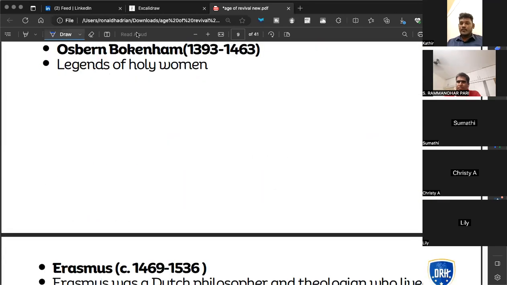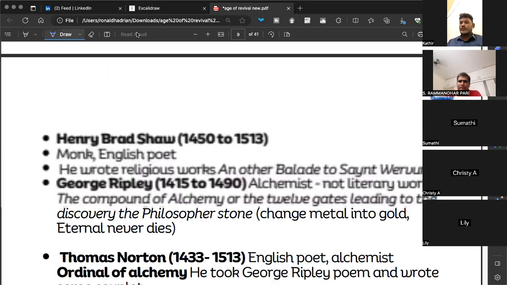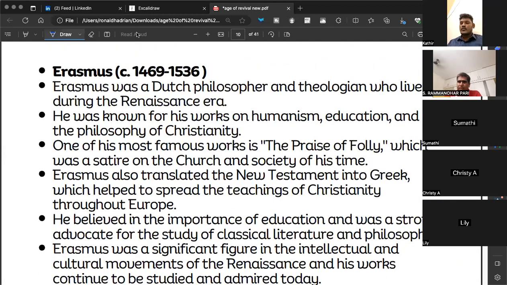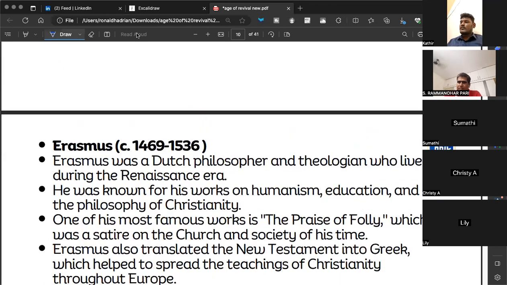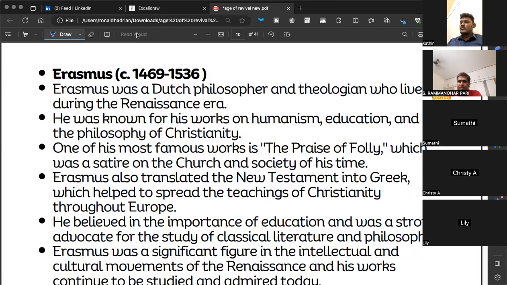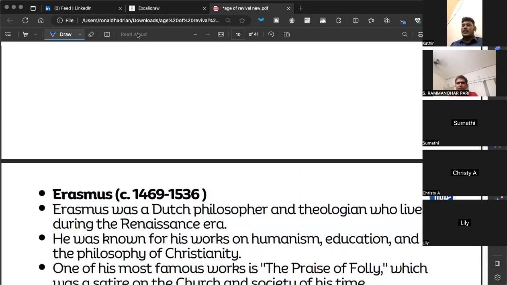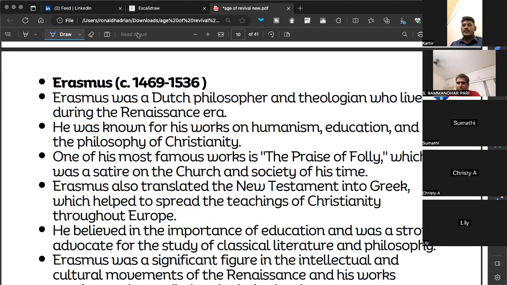Thomas More. Okay, tell me one work of Utopia. George Ripley. What is the work? A Compound philosopher, doctor. Yeah, he was an alchemist and all that, right?